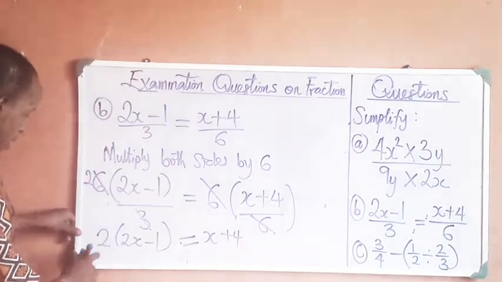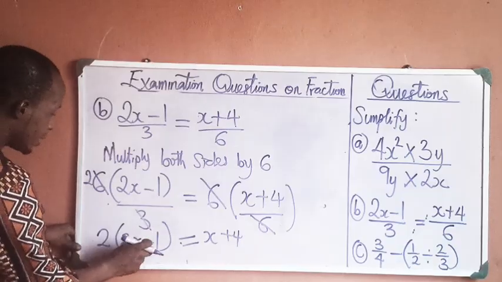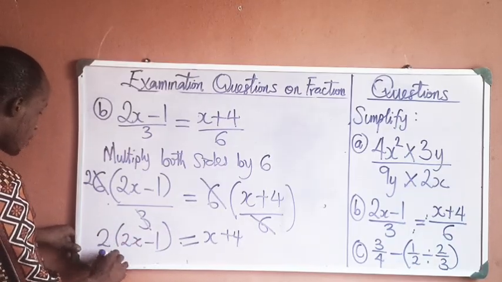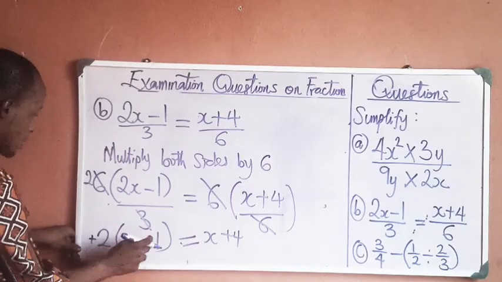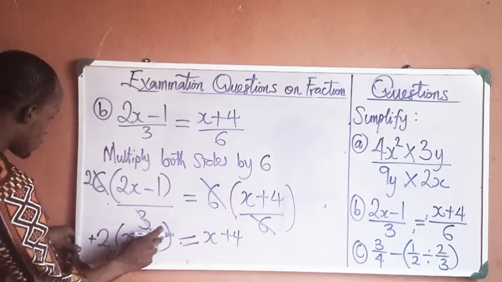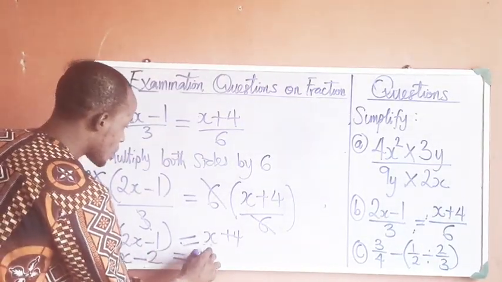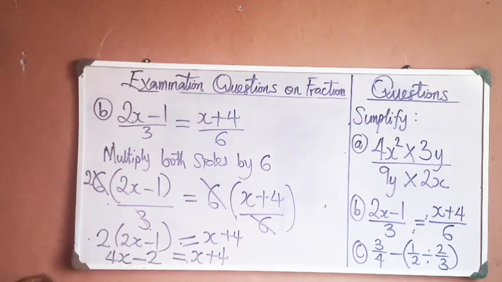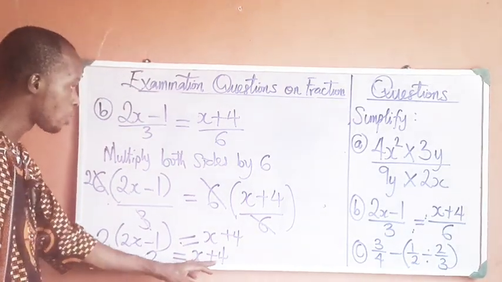Please, let's manage the space. I will open the bracket by multiplying 2 by everything that is in the bracket. So 2 multiplied by 2x, that will give me 4x. We have a plus here hidden, so plus times minus is minus. 2 times 1 is 2. Equals x plus 4. So my equation has arrived at 4x minus 2 equals x plus 4.